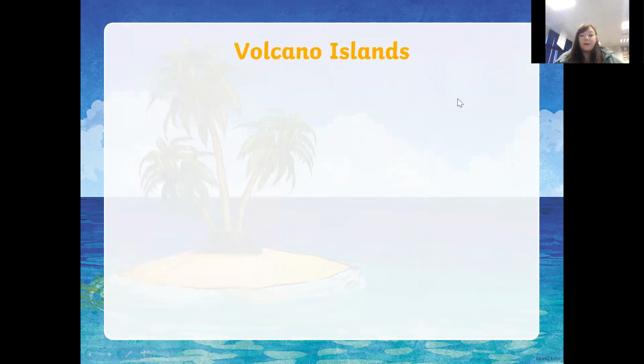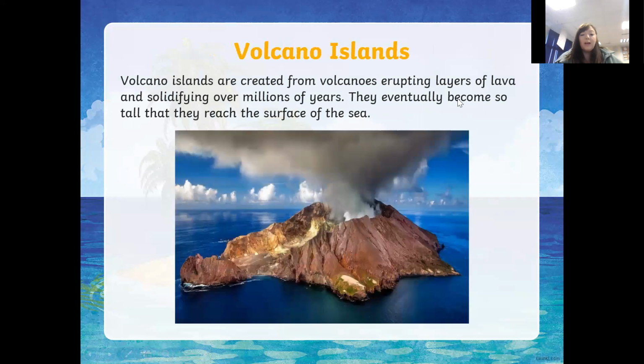So volcano islands. Volcano islands are created from volcanoes erupting layers of lava and solidifying, which means they turn into solid, over millions of years. They eventually become so tall that they reach the surface of the sea.